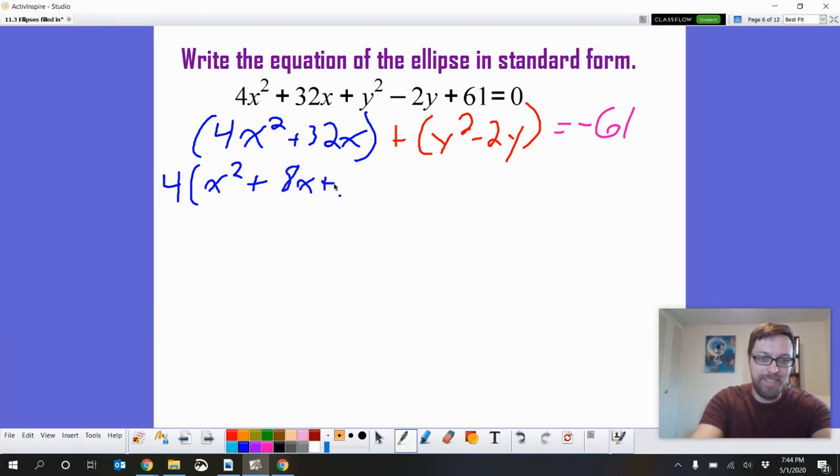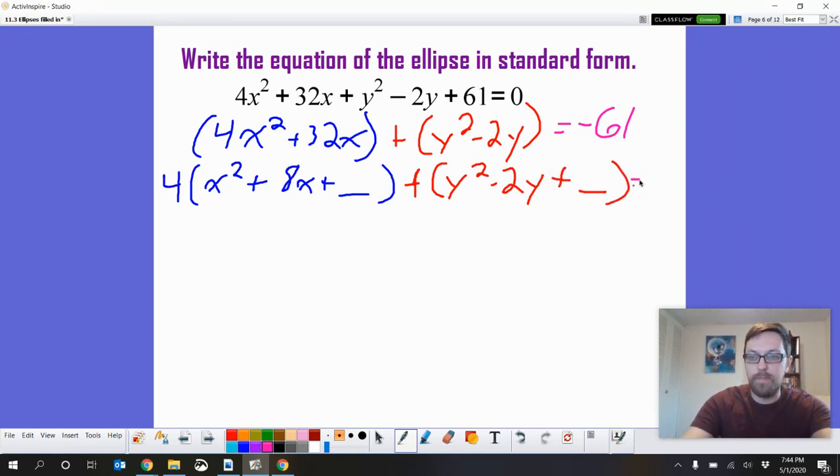8x plus something. And the red one is fine. We don't have to worry about anything bonus there. So y squared minus 2y plus something, and that equals negative 61. Okay, now we can do our little formulas. So we do 8, our b, over 2 squared. So 8 over 2 squared, so that's 4 squared, which is 16.